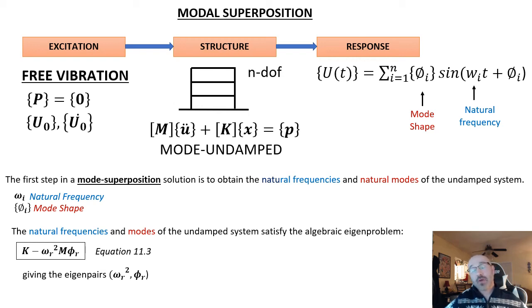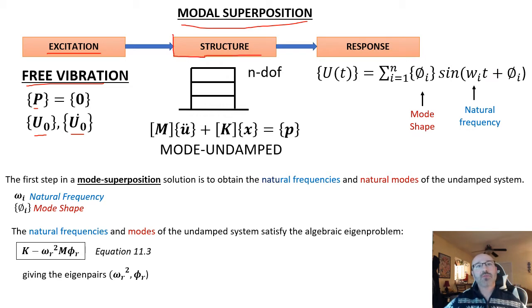All right, so in this example here, we're going to take a look at our modal superposition. Now, as an overview here, we have some excitation coming in here. This could be from free vibration over here. You can see we have our P, our U naught, our U naught dot over here. And this is going into some structure.